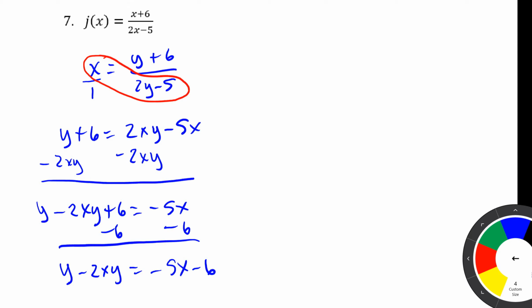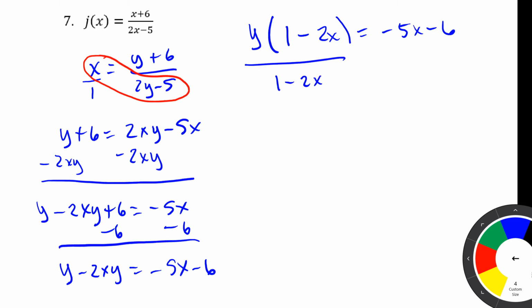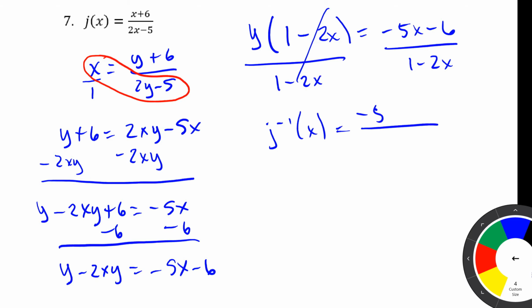The reason why we want to do that is now on that left side, if you notice, y and negative 2xy have a common factor of y. So I can divide out y, use some math magic to make 2 y's into 1 y, and now I have 1 minus 2x equals negative 5x minus 6. I can then divide both sides by 1 minus 2x, and I have y by itself. So then I have h inverse of x equals negative 5x minus 6 over 1 minus 2x.